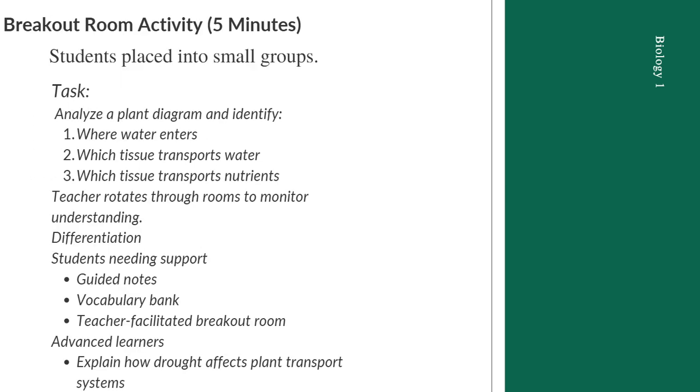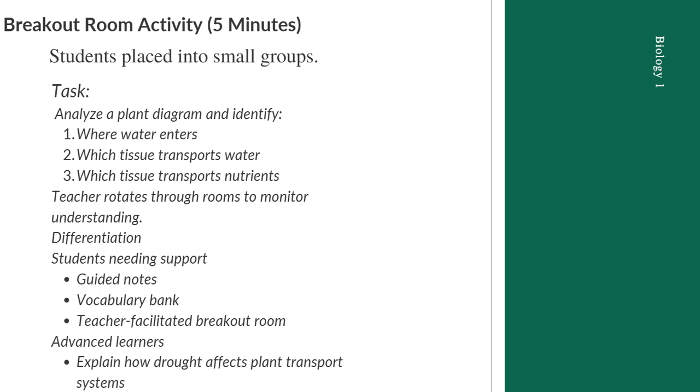We'll do a breakout activity. Students will be placed in small groups. They will analyze the plant diagram and identify where water enters, which tissue transports water, and which tissue transports nutrients. I will rotate throughout the rooms to monitor understanding. For differentiation, students needing support get guided notes, a vocabulary bank, and a teacher-facilitated breakout room.